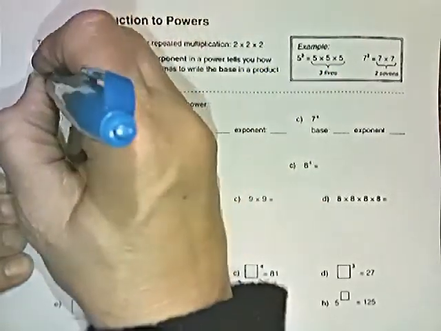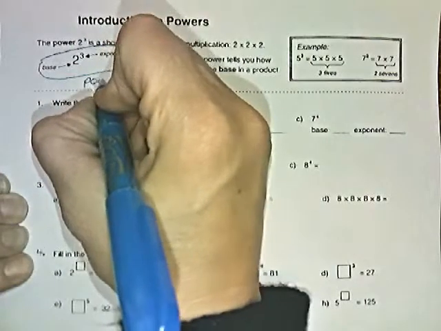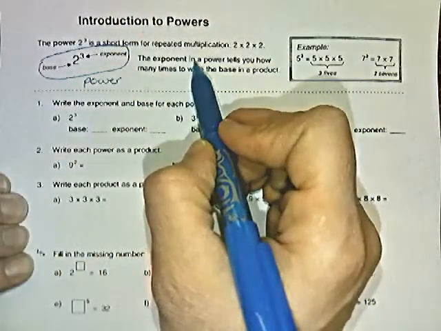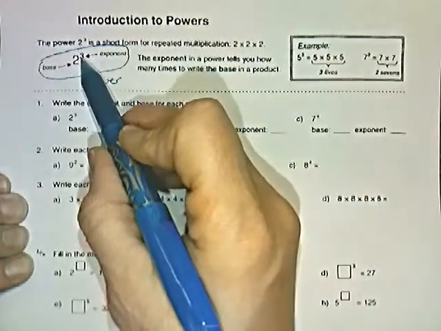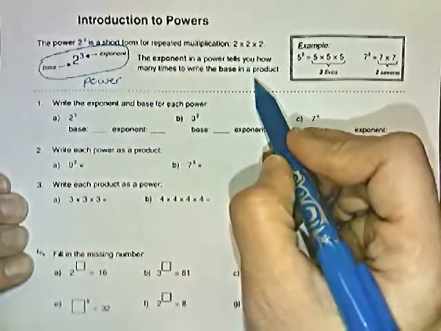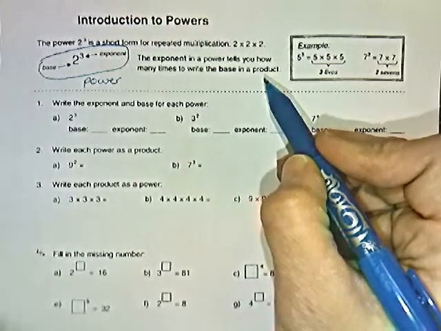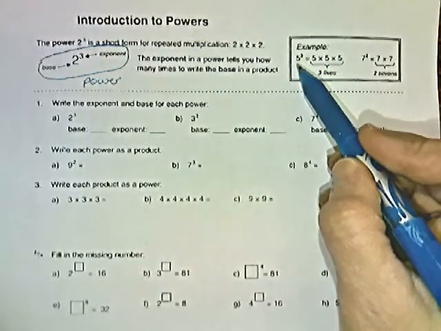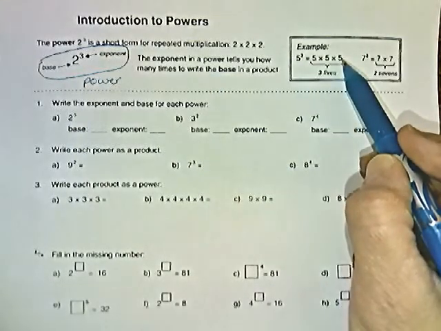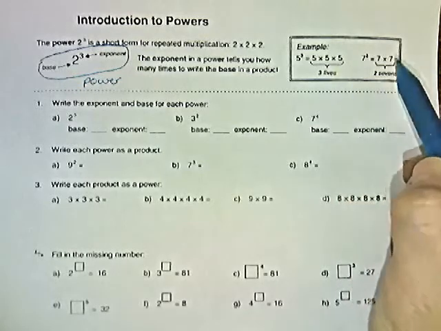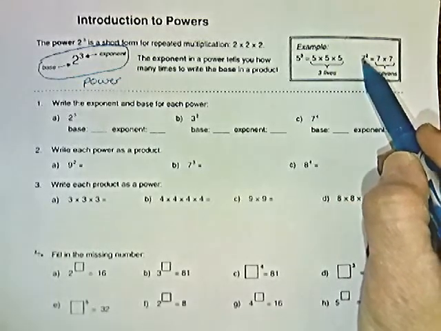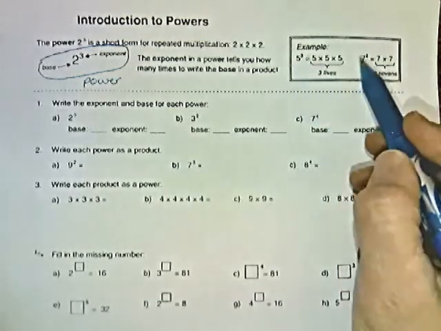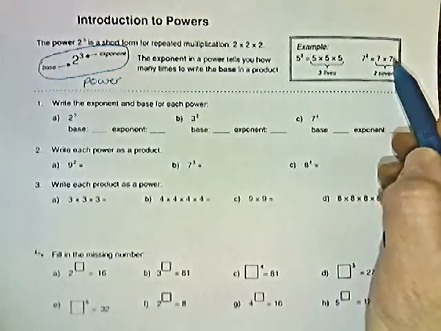So when somebody talks about a power, they're talking about the whole thing. And the two parts of the power are the base and the exponent. The exponent in the power tells you how many times to write the base as a product. Now, the product is a multiplication question. A couple of examples: 5 to the exponent 3, 5 multiplied by itself 3 times. 7 squared, to the exponent 2. We also have a short form nickname for the exponent 3, which is cubed. 5 cubed, 7 squared, multiplied 2 times.